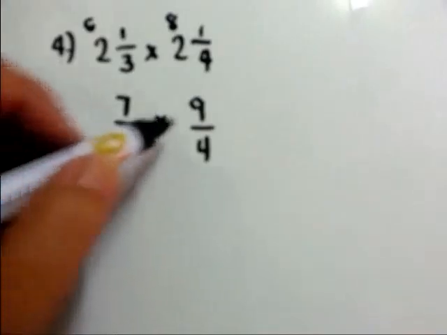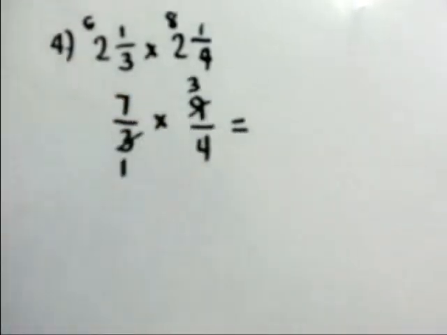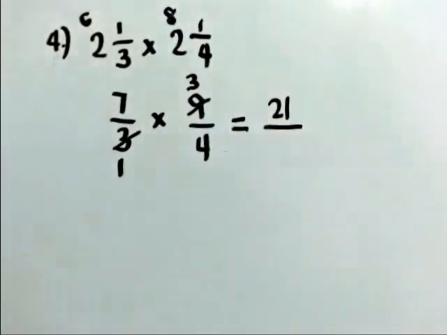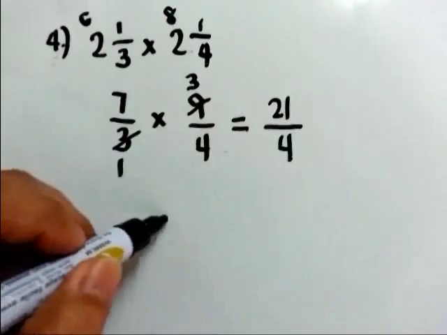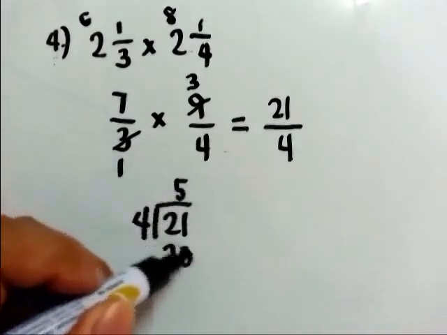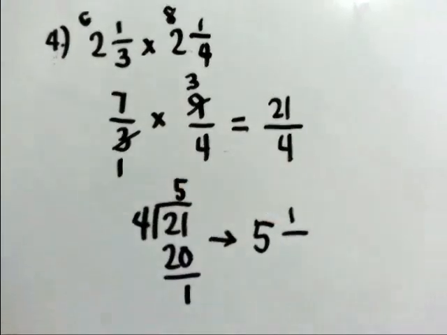Pwedeng mag-cancel. 3 and 9 are divisible by 3. 3 divided by 3 equals 1. 9 divided by 3 equals 3. So we have 7 over 1 times 3 over 4. We multiply. 7 times 3 equals 21. 1 times 4 equals 4. And so we have 21 over 4. This is an improper fraction, so we convert. 21 divided by 4 equals 5, remainder 1. And our final answer is 5 and 1/4.